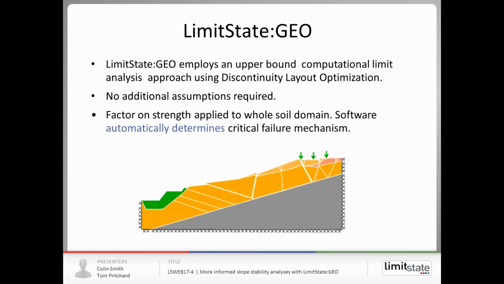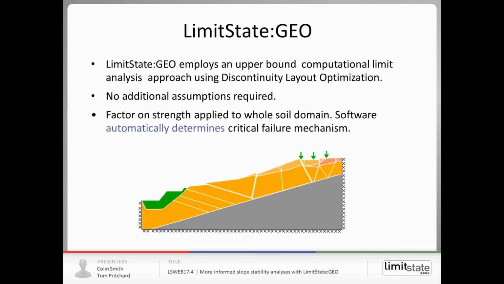Now, the LimitState:GEO software is an upper bound method, but due to its formulation, it's very good at finding the near optimal collapse mechanisms. And no assumptions are required in the method except plasticity theory. For slopes, we're normally interested in a factor of safety on strength, as I mentioned earlier on. All common slope methods calculate this. So from now on, I'll refer to our factor of safety as a factor on strength.